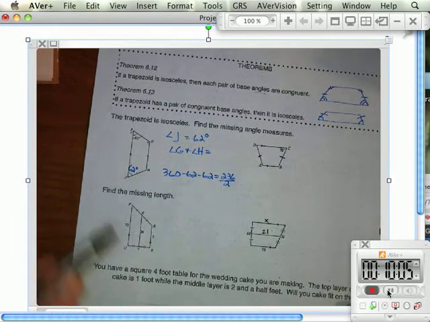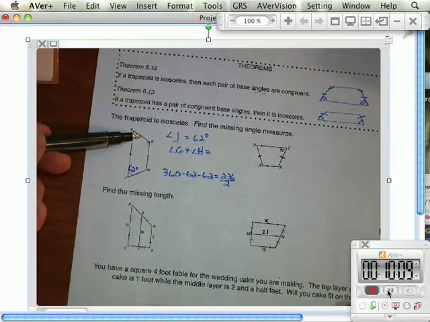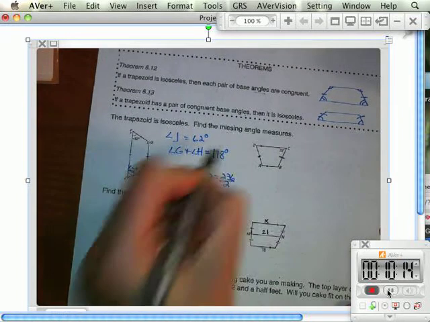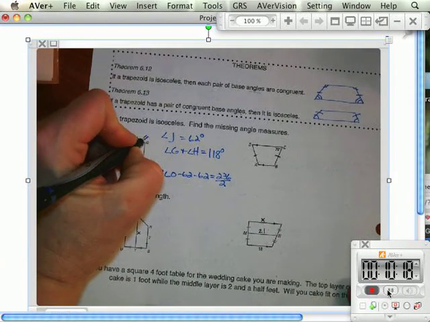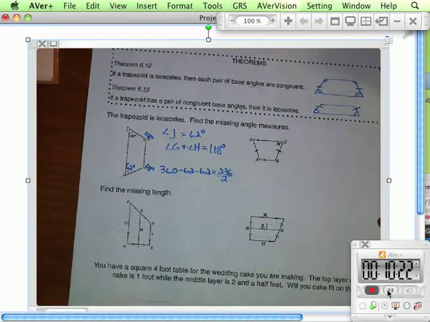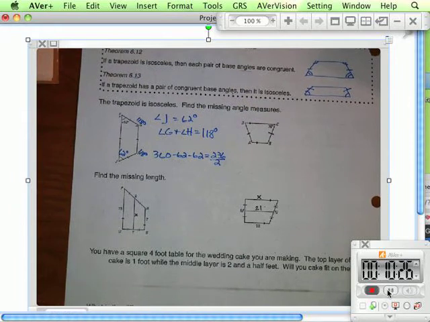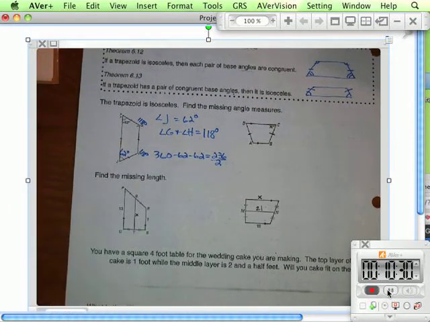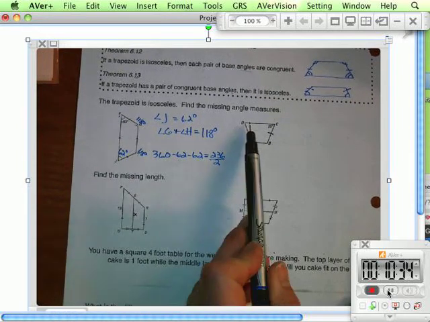I know they're congruent because these are isosceles trapezoids. So if I cut it in 2, that means they're 118 degrees each. They're 118 degrees each. All right? 118, 118, 118.